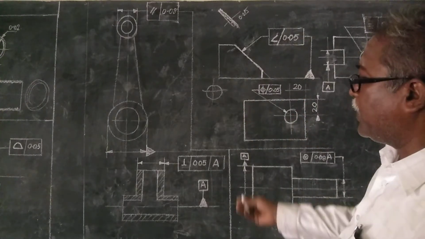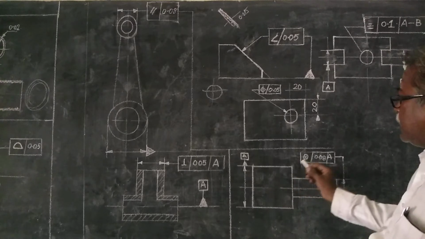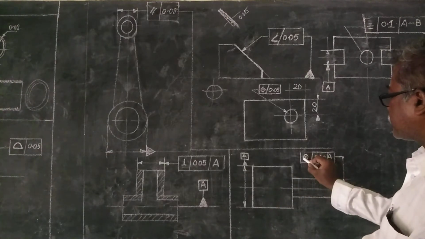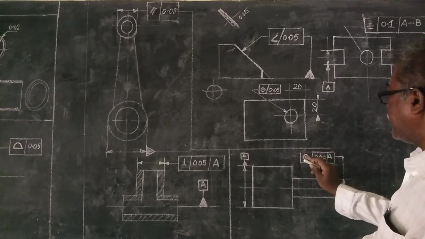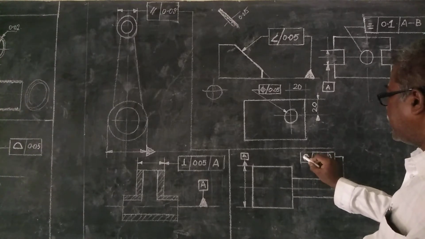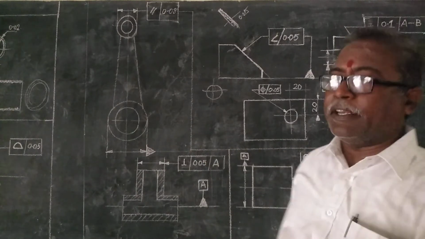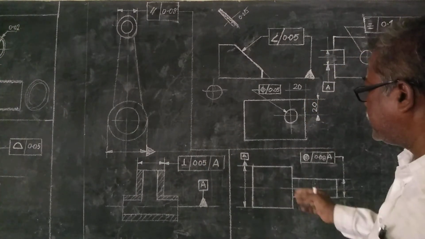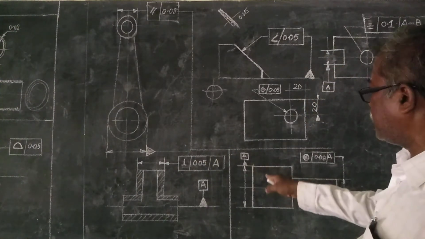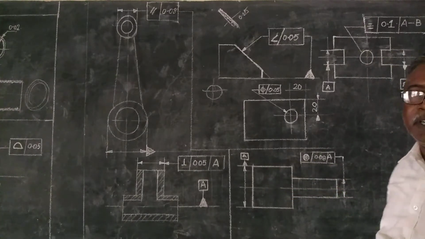The next one we are coming here, there is a concentricity. You see, this is a concentricity. In case of straightness, bend will be there. In case of concentricity, this diameter must be concentric to this diameter.